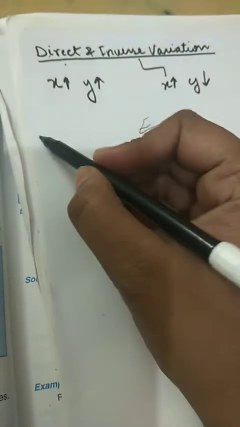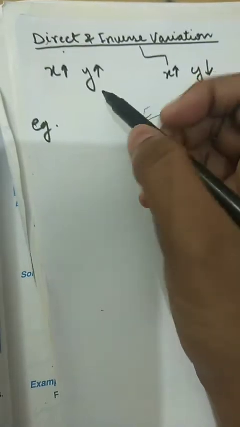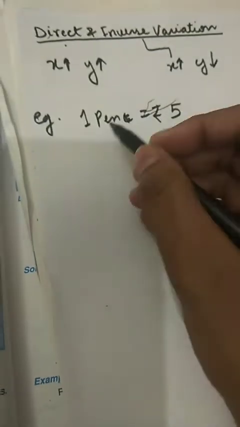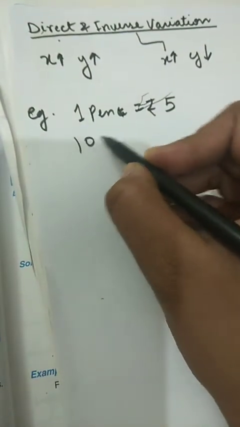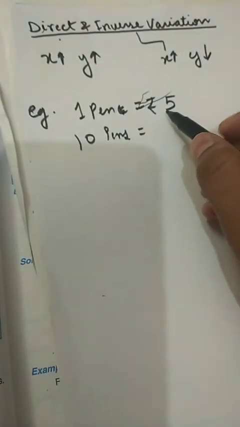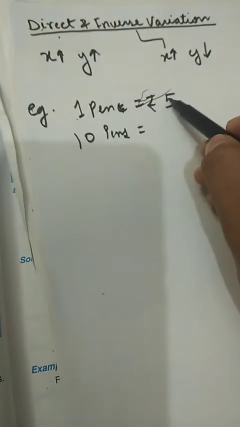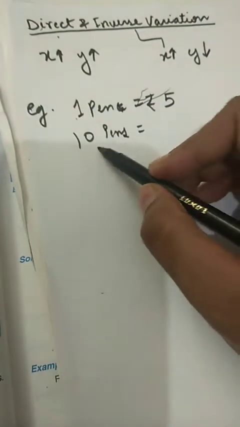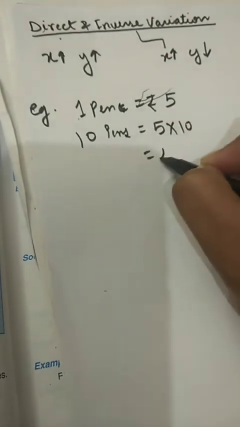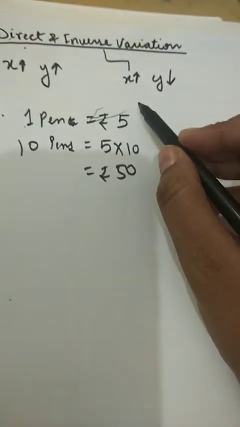Now, an example of direct variation is, suppose that you purchase one pen for rupees 5. If you want to purchase 10 pens, automatically you have to pay more money to the shopkeeper. One pen you are purchasing for 5, so for 10 pens you have to give more money to the shopkeeper, that is 5 into 10, that is rupees 50. This is the example of direct variation.